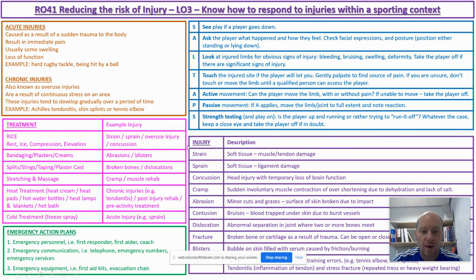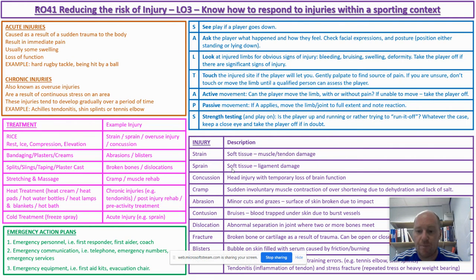Now, what we're going to talk about, if we come down here, is these injuries and the names of the injuries, because they all go into these two treatment areas. So they are a strain and a sprain. As you can see, a strain is a muscle injury, whereas a sprain is an injury to a joint, like a twist of a joint or something like that. Those two are both acute injuries, they happen straight away. Concussion is another one that is an acute injury.